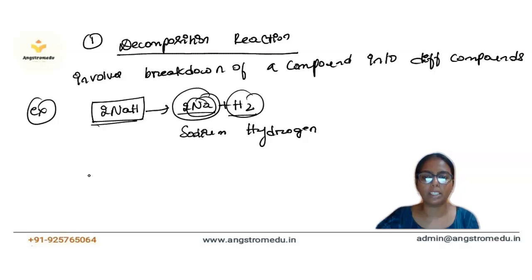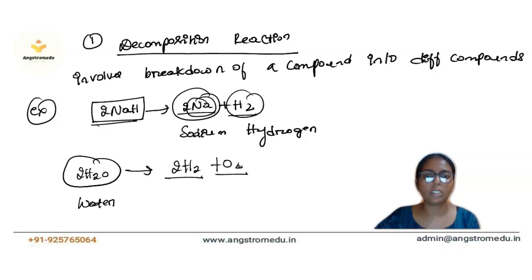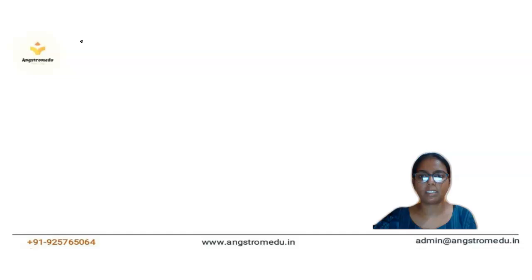Let's look at another one, that is 2H2O, which gives rise to 2H2 plus O2. This is water. This compound consists of the hydrogen and the oxygen, so it will break down into two simpler substances, the hydrogen and the oxygen. So this is another example of the decomposition reaction. Let's move on further. The second one is the combination reaction.